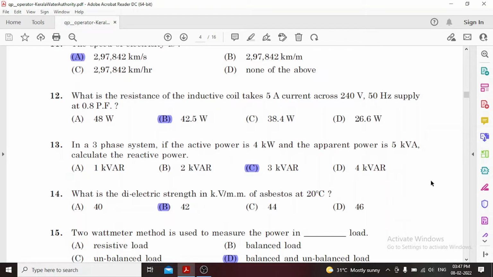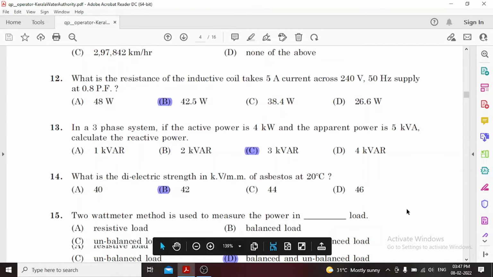13, in a three phase system, if the active power is 4 kilowatt and the apparent power is 5 kVA, calculate the reactive power. Option C, 3 kVAR.